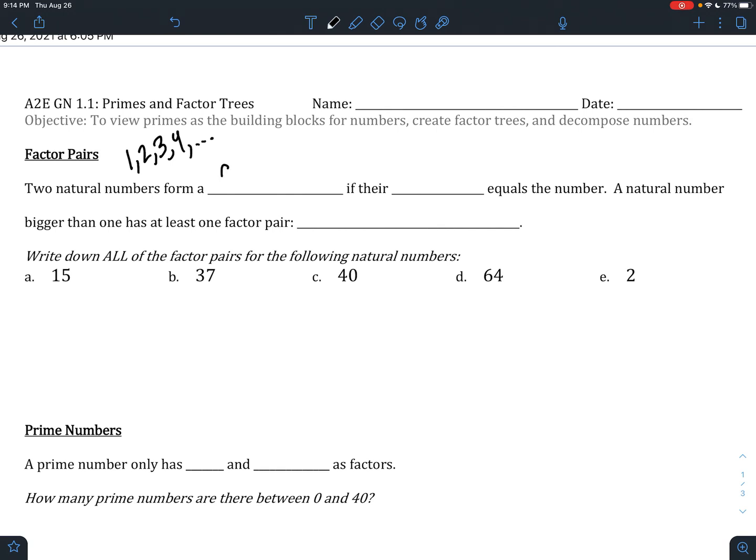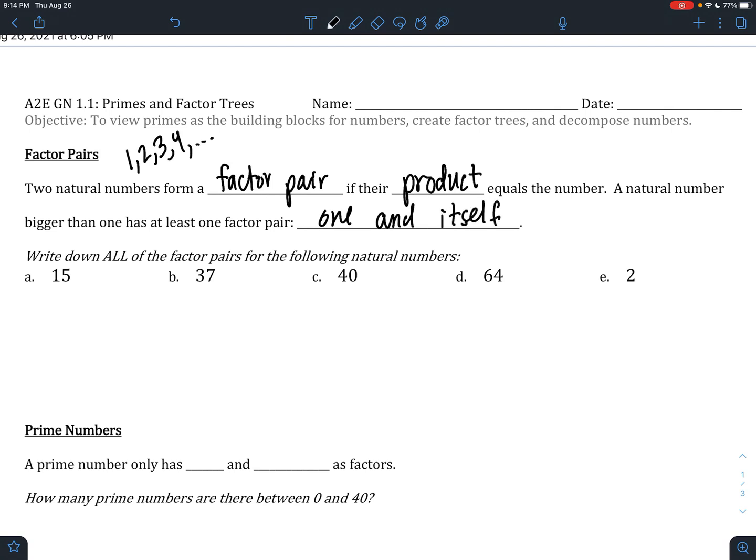They form a factor pair if their product equals a number. So remember, product is the answer to a multiplication problem, so keep that in mind. Now, if you have a natural number bigger than 1, it always has at least one factor pair, 1 and itself.